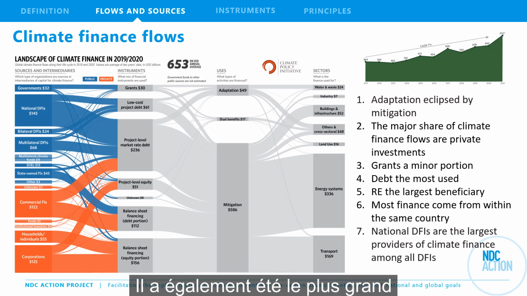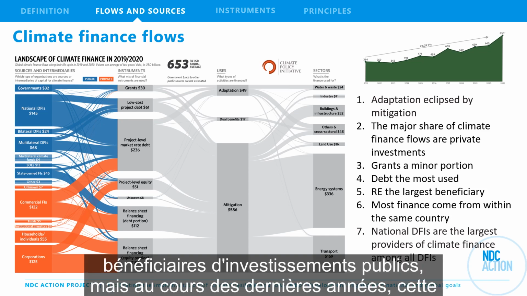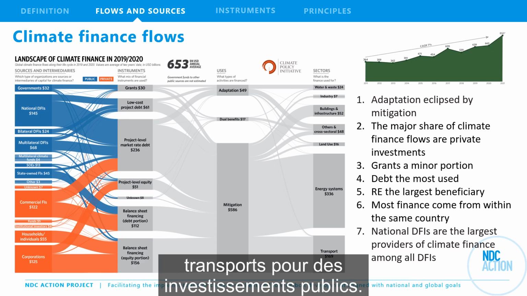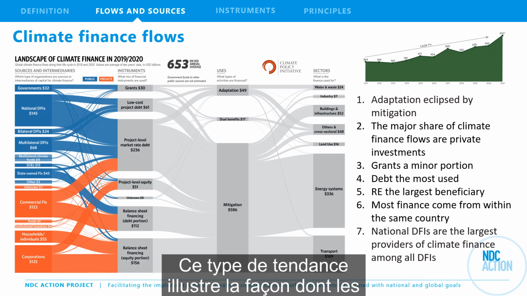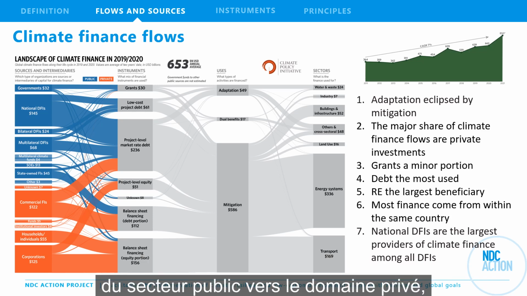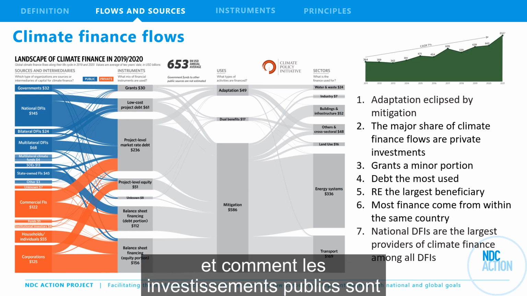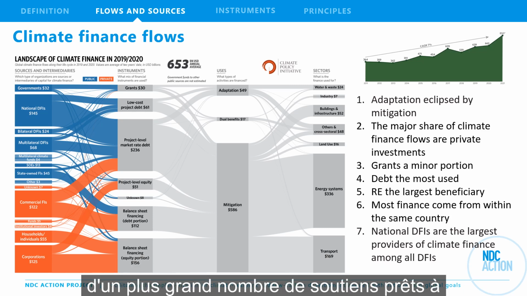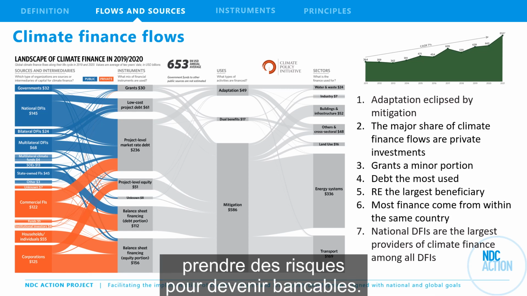It also used to be the largest beneficiary of public investments, but in recent years, this has been outpaced by investments in transport for public investments. And this trend illustrates how the decreasing cost of renewable energy has led to a shift in financing from the public sector to the private domain, and how public investments are then redirected towards sectors or technologies that are still in need of more risk-willing support to become bankable.